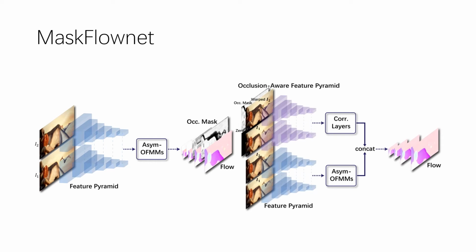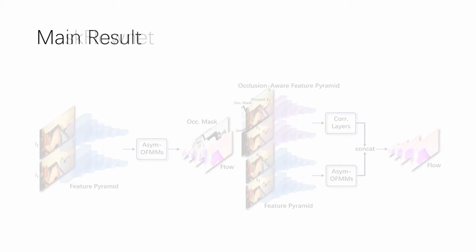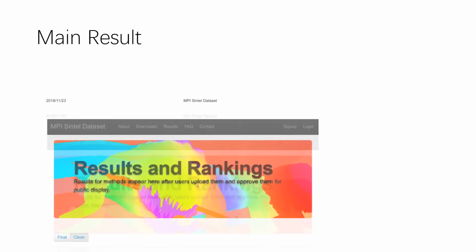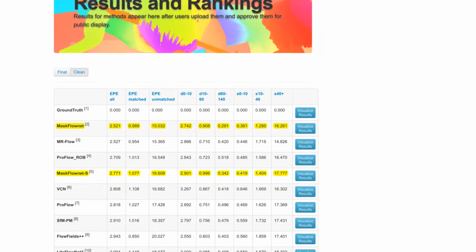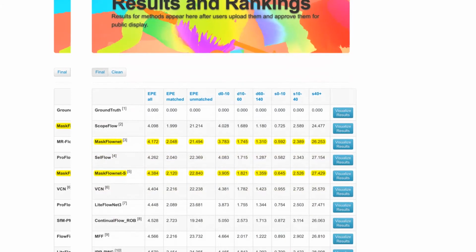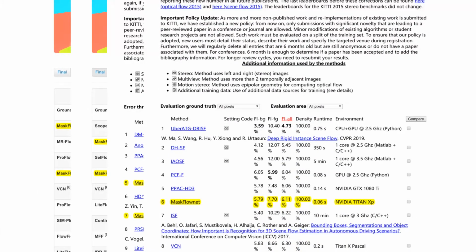In the second stage, the learned occlusion mask is concatenated with the warped image and fed into the occlusion-aware feature pyramid, which, together with the original plain feature pyramids, form the dual pyramid structure. At the time of submission, MaskFlownet surpasses all published optical flow methods on MPI Sintel on both clean and final pass, KITTI 2012 and 2015 benchmarks, while using only two frame inputs with no additional assumption.